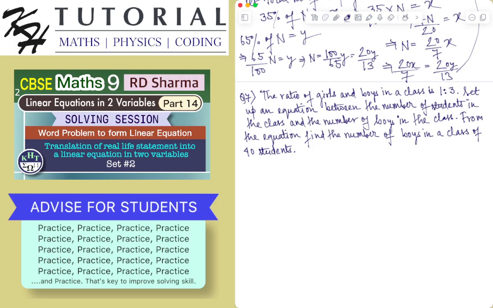Okay, so let x be the number of students and y be the number of boys. We have to form a linear equation in x and y based on the given information. We have assumed x to be the number of students and y to be the number of boys. So this implies the number of girls will be equal to the number of students minus the number of boys. It will be x minus y.